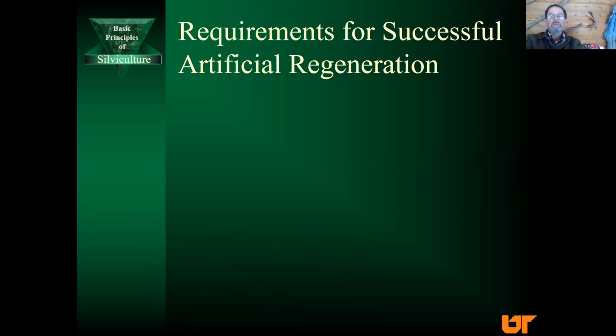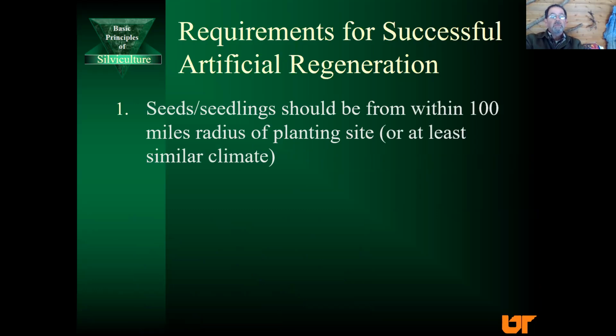So some requirements for successful artificial regeneration. The seeds or seedlings should be from within a 100-mile radius of the planting site, or at least similar climate. Now that can be difficult because oftentimes the nurseries are 200 or 300 miles away, and they may not know exactly where all those seeds come from, other than they may say within the state. So that's a hard thing to control, but if you can, it would be nice.